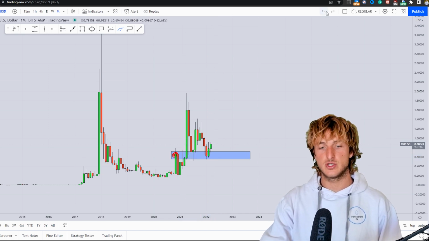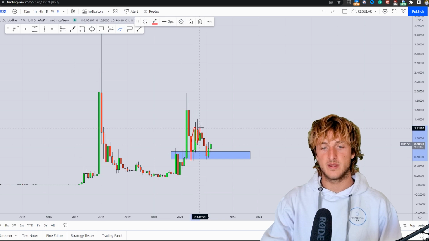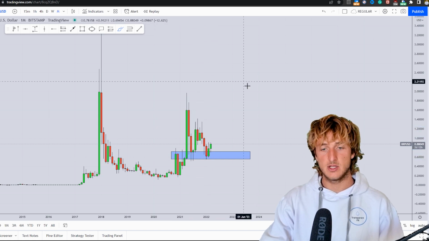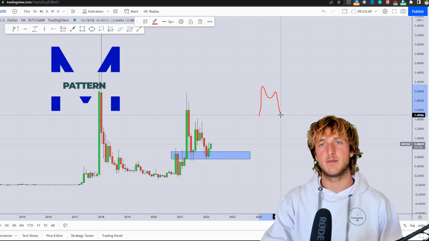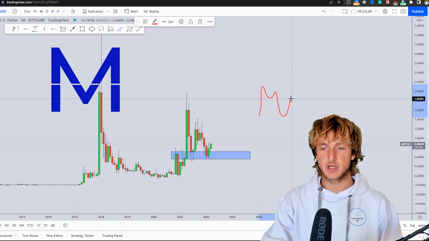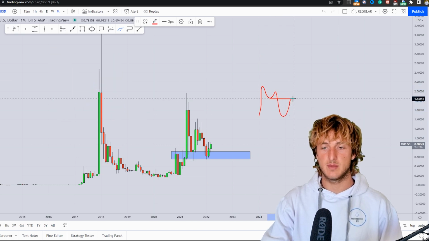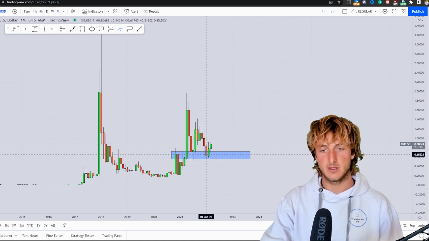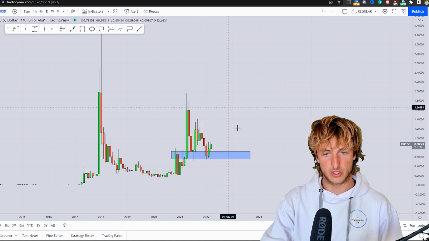We also had the creation of this M pattern while the market was testing the support. And in general, after the creation of an M pattern, what you want to see is the market create a move to the upside to go and complete the pattern at the previous support turned resistance. So here in the monthly, everything seems pretty bullish.